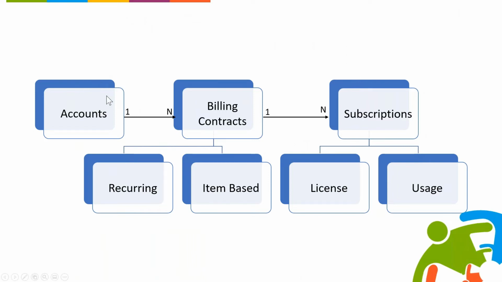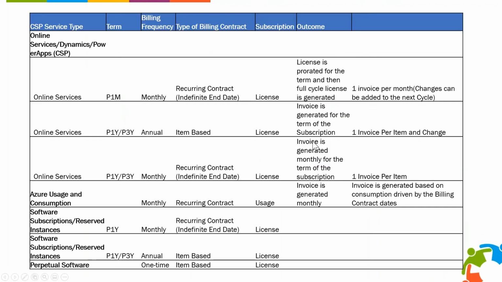So in Work 365, you've got accounts. An account can have one or more billing contracts, which can either be recurring or item-based. And each billing contract can have one or more subscriptions, right? And the subscriptions can be either license or usage-based. Now, with all this here, what I want to show you next is the specific guidance on how you would potentially map these subscriptions into the right billing contract.